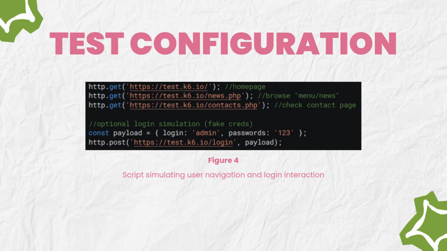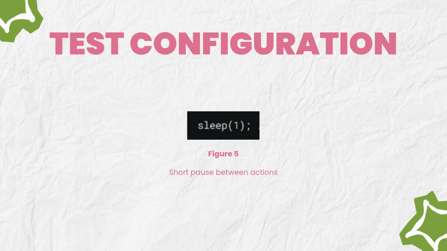For figure 4, the script performs multiple GET requests to key pages, such as the home page, news section, and contact page, followed by a POST request to the login endpoint using dummy credentials. This helps simulate how users interact with different parts of the application. Finally, I added a short 1-second sleep interval between each simulated user action. This prevents the requests from overwhelming the server instantly and creates a more realistic usage pattern.